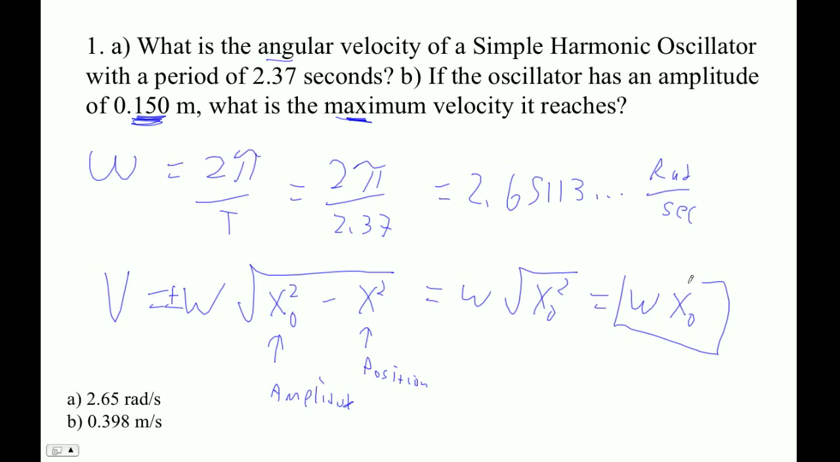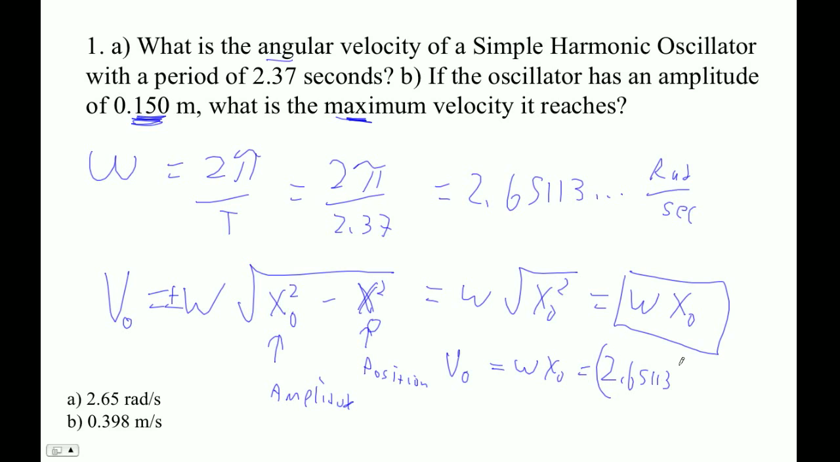And in any other place, that would be a formula in your data packet, that the maximum velocity is equal to that. You put a 0 in for that, right? So all I'm going to do is go maximum velocity, and that's what v naught is. The maximum velocity is omega times x naught, right? So that's our answer there.